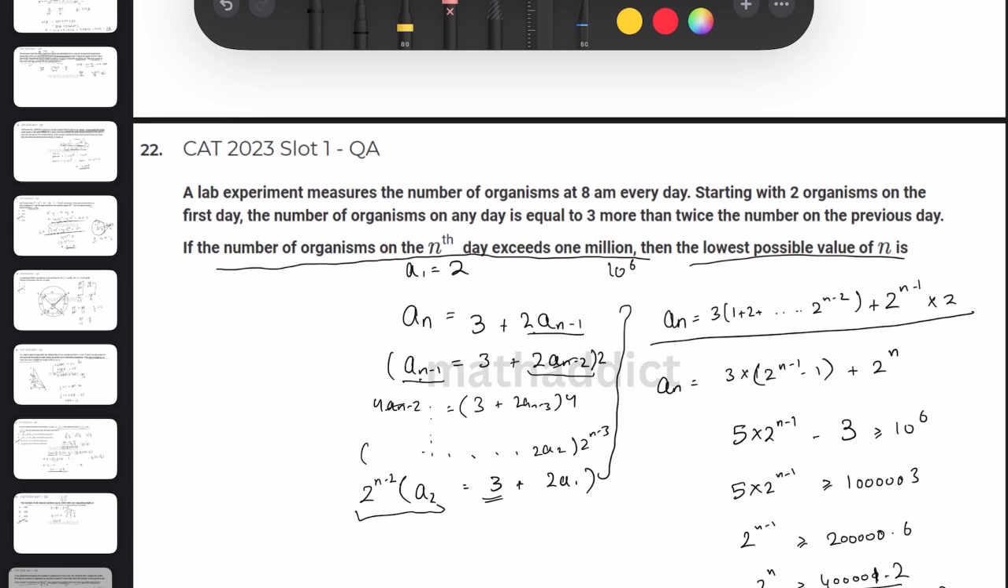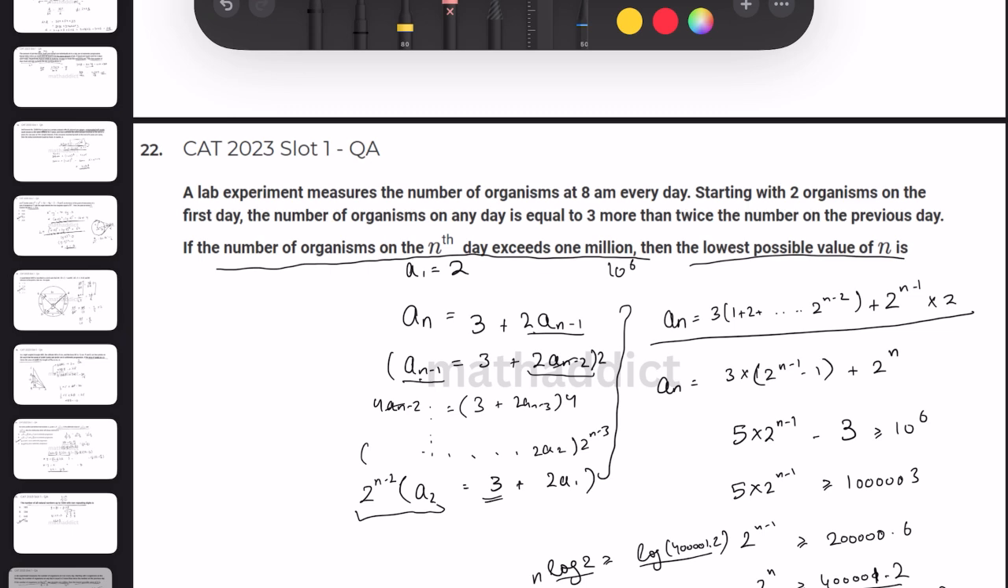When you have a calculator, you can simply take the logarithm of both sides. We'll get n log 2 greater than or equal to log of this, so n should be greater than or equal to log this by log 2, and I think the answer would be 22. So the answer is 22.